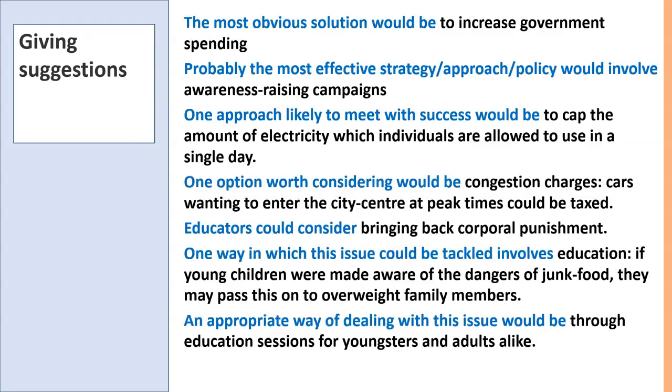And finally, we come to giving suggestions. So there are some essays, such as problem and solution essays, where you often want to give a suggestion. So the most obvious solution would be, or probably the most effective strategy or approach or policy would involve, one approach likely to meet with success would be, or is, one option worth considering would be, or is, educators could consider, or maybe politicians could consider, or parents could consider. One way in which this issue could be tackled involves, and then explain what that is, or an appropriate way of dealing with this issue would be, or is.